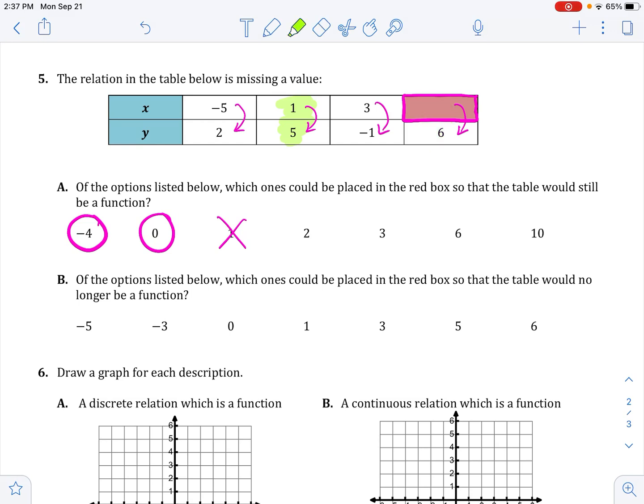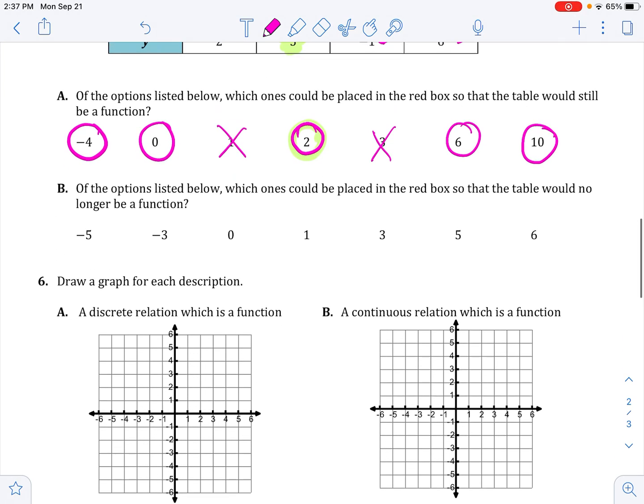All right, keep going here. I want to know, can 2 give me a 6? The answer is yes. What about 3? Can 3 give me an output of 6? Absolutely not, because 3's already given me an output of -1. Can 6 give me an output of 6? Yep. How about 10? Yep. Should probably circle this in pink. It's weird that it was in green.